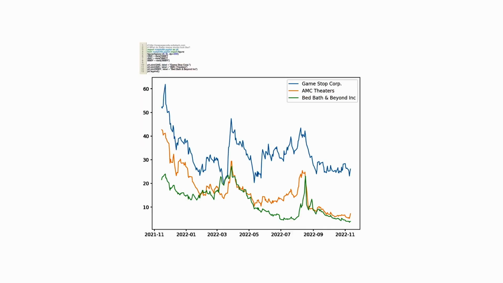The given Python code snippet is designed to visualize the stock price movements of 3 meme stocks, which are stocks that have gained popularity and seen significant trading volumes due to social media and retail investor hype. The stocks in question are GameStop Corp., GME, AMC Theaters, AMC, and Bed Bath & Beyond Inc., BBBY. The code makes use of the matplotlib library to plot the stock's price data.